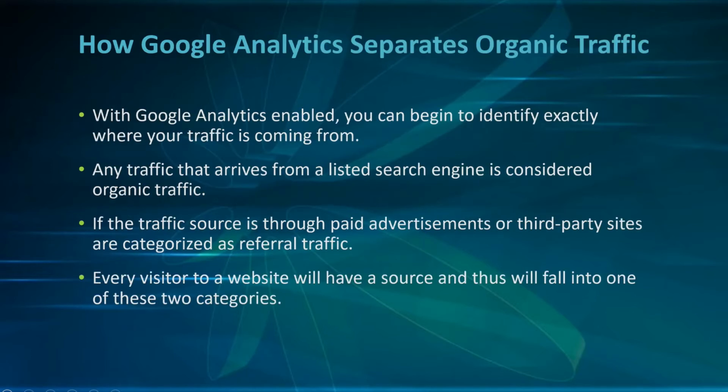Alright, so first we need to understand how Google Analytics separates organic traffic. With Google Analytics enabled, you can begin to identify exactly where your traffic is coming from. Any traffic that arrives from a listed search engine is considered organic traffic. If the traffic source is through paid advertisement or third-party sites, they're categorized as referral traffic. Every visitor to a website will have a source and thus will fall into one of these two categories.